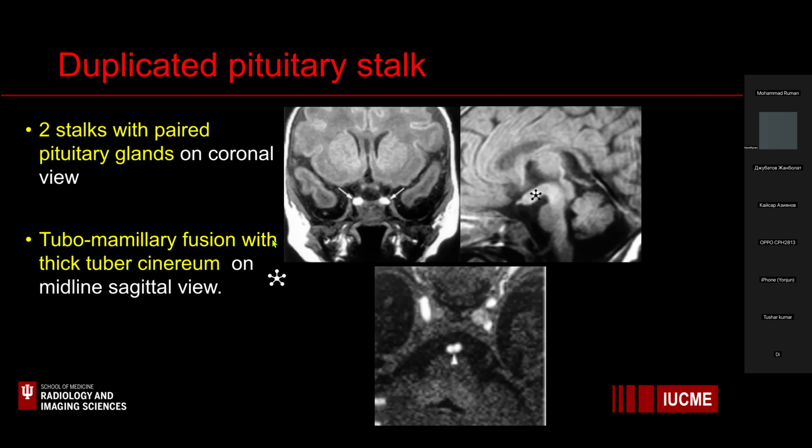And these patients will also have tubomammillary fusion with thickening of the tuber cinereum. That's best seen on the sagittal view that I was showing you earlier. You can see that thickening and fusion best on the sagittal image. And finally, if you are lucky enough to have an MRA in the jacket to read, you'll notice the paired basilar arteries as well. So when you have this constellation of findings, think of a duplicated pituitary stalk.